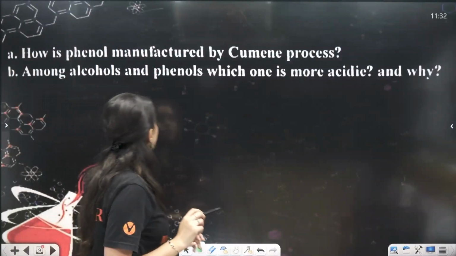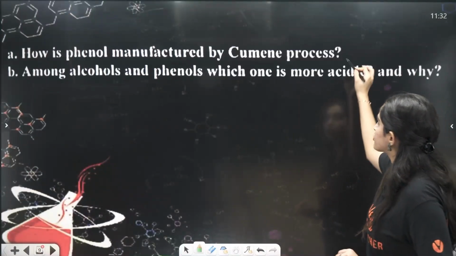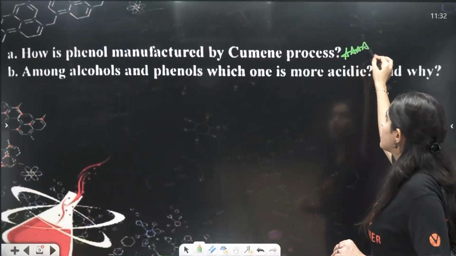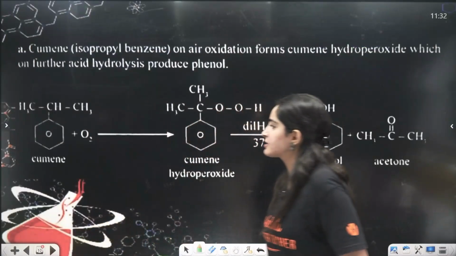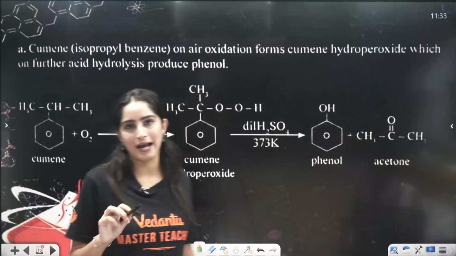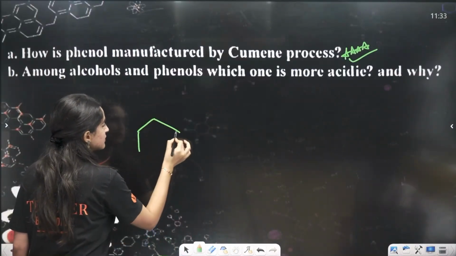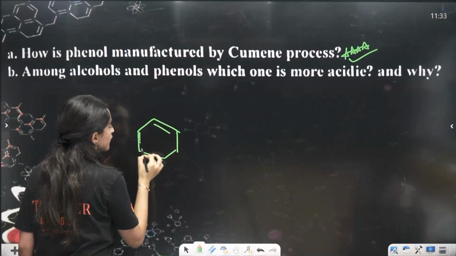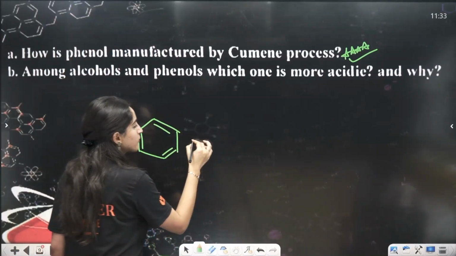Next is how is phenol manufactured by the cumene process? A very, very important question. Let us see that. First, this is your cumene. Cumene is nothing but isopropyl benzene, right? You have this benzene, and over this you have an isopropyl group. This can be formed in so many ways.